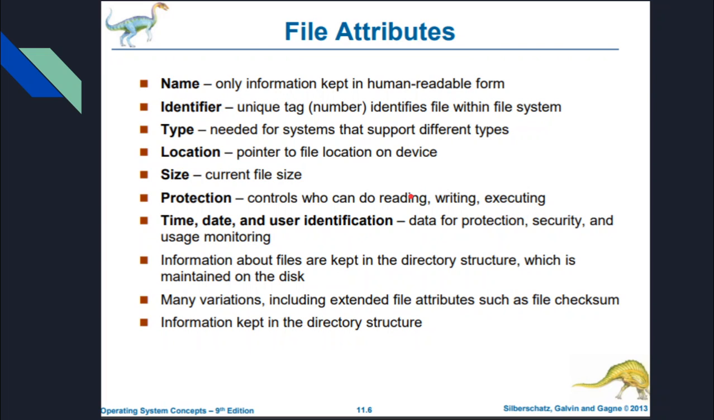So there are some rights given as a protection, whether someone can read the file, whether a group of people can read the file, or a single user can read the file. They are all the protection control attributes. And then time, date, and user identification. When the data is created, what time it has been created, and from which user ID it is created. That all helps for the protection of the data as well as the security.